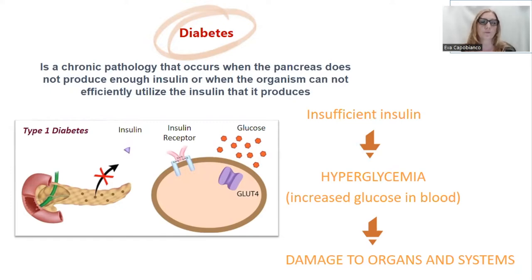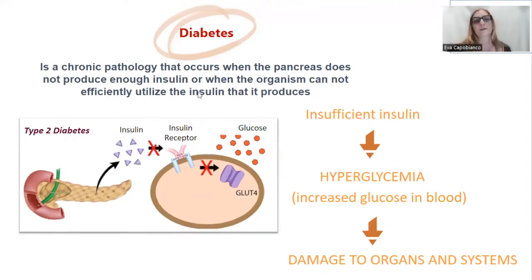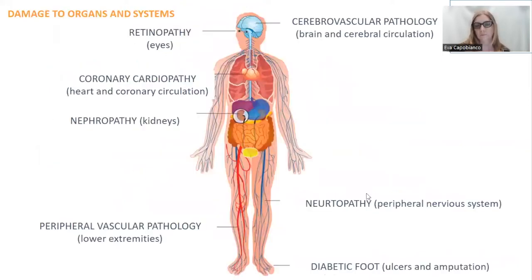For those who are not familiar with diabetes, there are several types. Type 1 diabetes is a chronic pathology that occurs when the pancreas does not produce enough insulin. Type 2 diabetes occurs when the organism cannot efficiently utilize the insulin that it produces, perhaps because of alterations in the insulin receptor, or sometimes alterations in intracellular signaling of insulin. This leads to an increase in the levels of glycemia in blood, and leads to damage to several organs and systems.